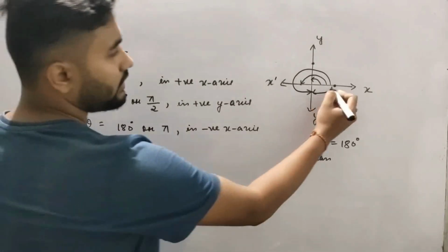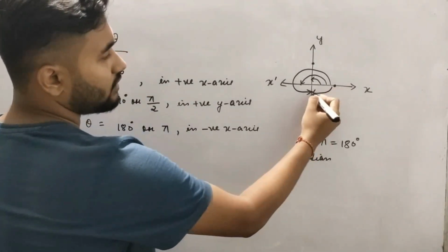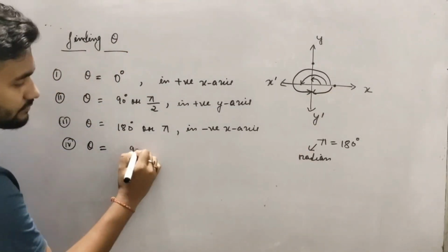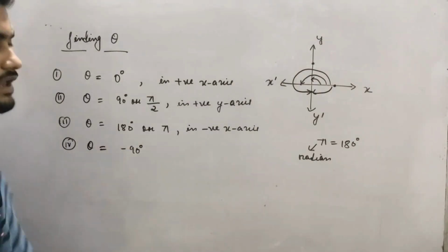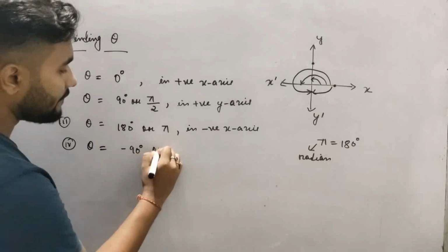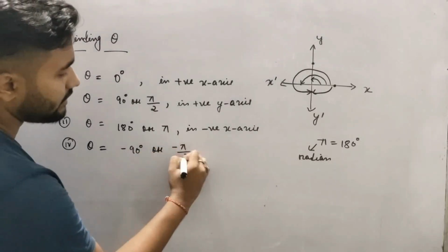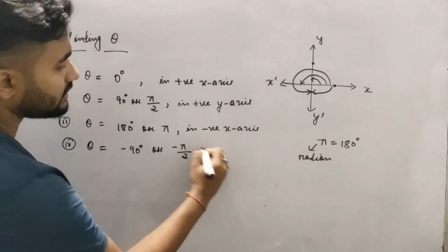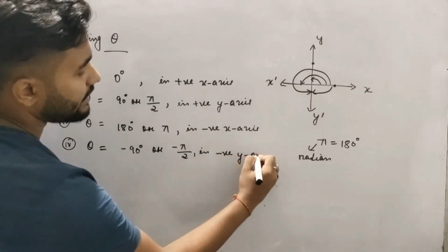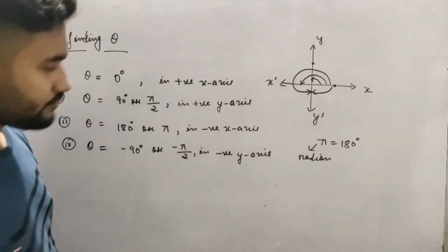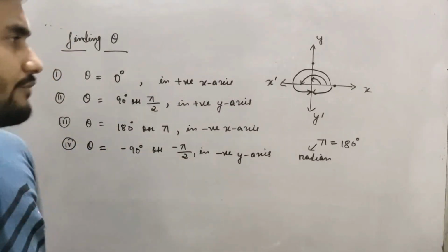So what will be the angle from here to here? You will say it will be 90 degree. But since it is a clockwise angle, we will use minus 90 degree, or I will say minus pi by 2. That is in the negative y-axis. Understood? In the negative y-axis.